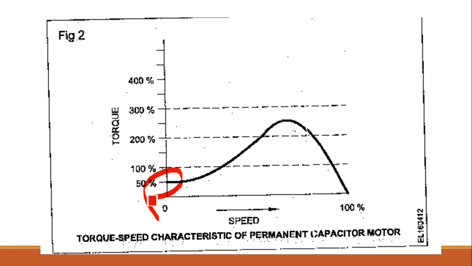What is the load of a fan? The air is the load. To cut the air is easy, so less torque is required for that application. So wherever less torque is required, the cost will be less if permanent split capacitor motors are used.